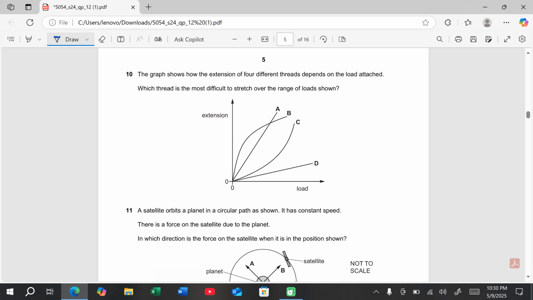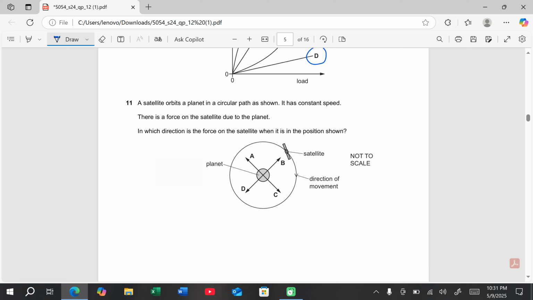In question number 10, the graph shows how the extension of the four different threads depends on the load attached. Which thread is the most difficult to stretch over the range of the loads shown? In this graph, the one which has the least gradient is going to be the most difficult to extend, because if it had been tilted towards extension, that would have been easier to extend.